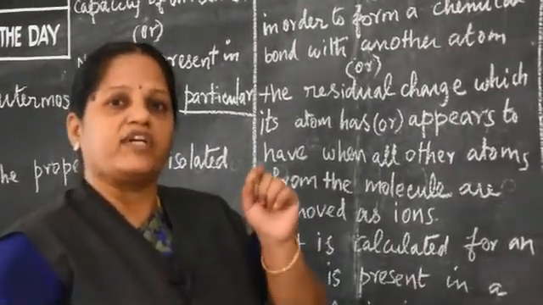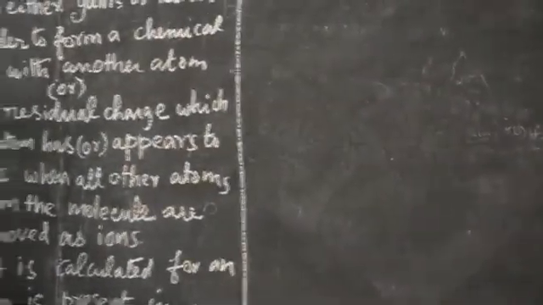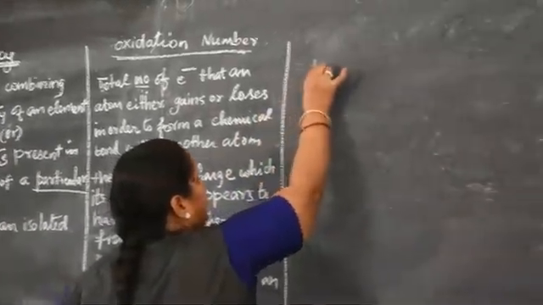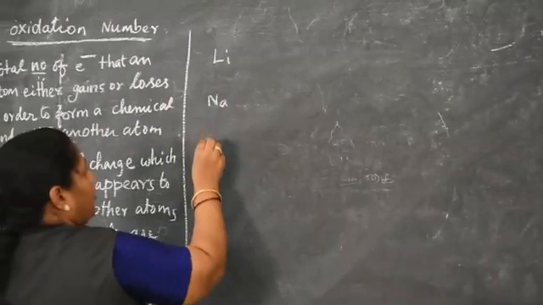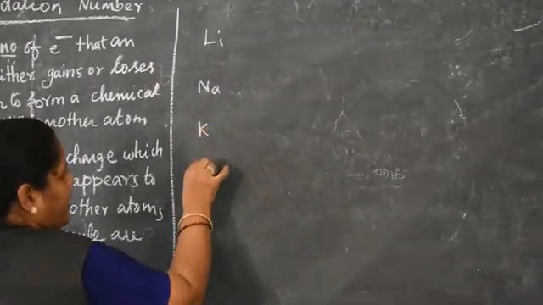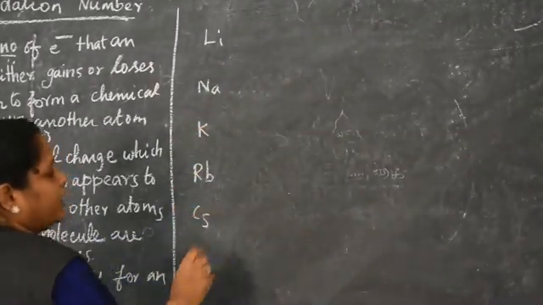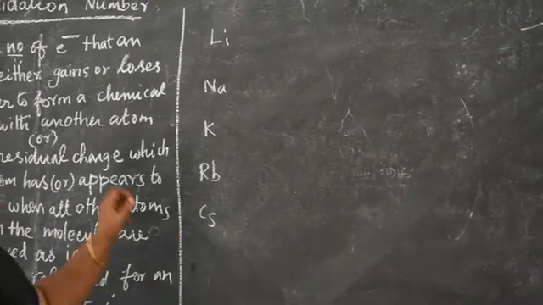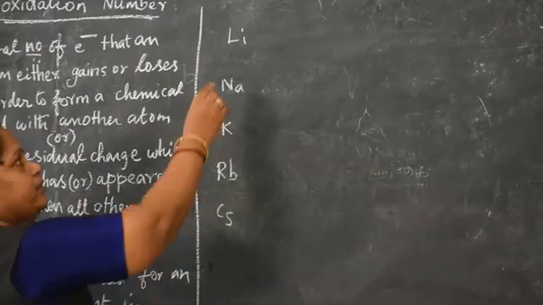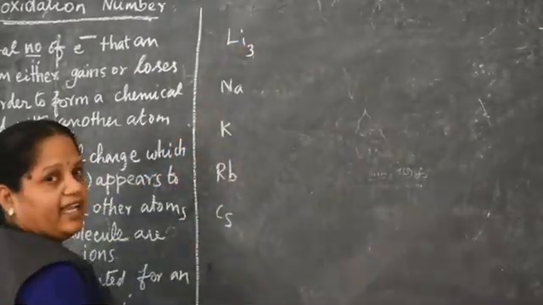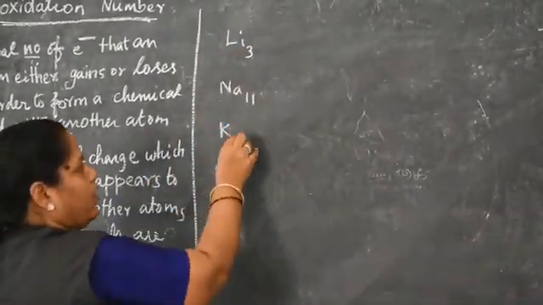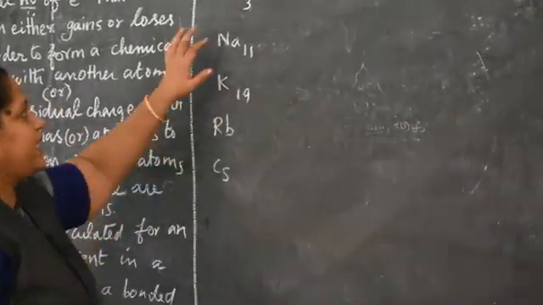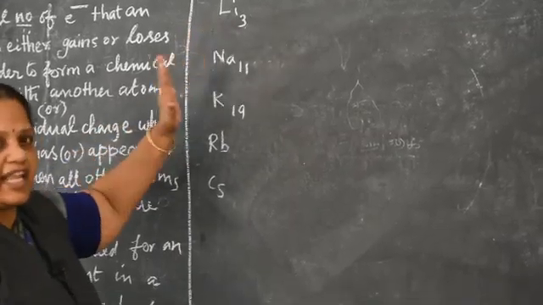Already we know that first group elements are called alkali metals. What are those alkali metals? Lithium, sodium, potassium, rubidium, cesium and francium. Francium is a radioactive element. So, what is the atomic number of lithium? Atomic number 3, sodium 11, potassium 19. The remaining we will discuss later, so I will consider only 3 elements.